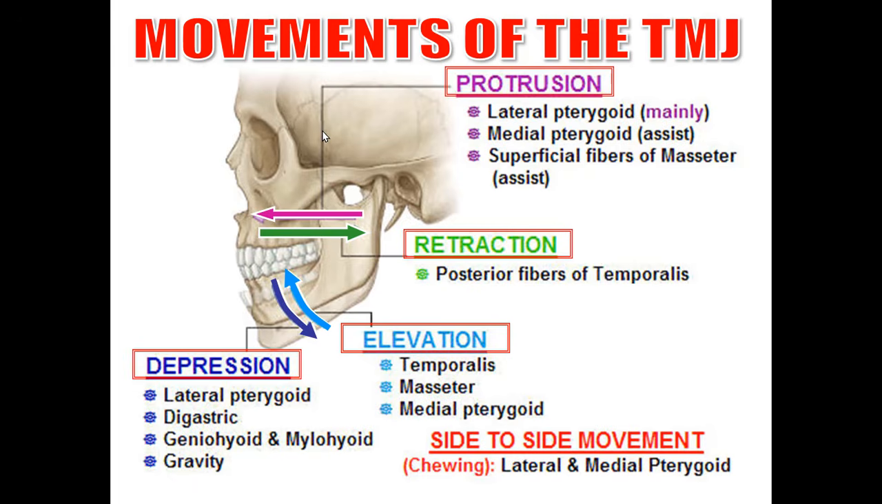So protrusion, all muscles of mastication except the temporalis. Retraction, it is the temporalis. Elevation, all muscles of mastication except the lateral pterygoid, so depression is by lateral pterygoid, plus digastric, geniohyoid, mylohyoid, and the gravity. Side to side movement, it is alternating action of lateral pterygoid and the medial pterygoid, or combined action of lateral pterygoid and the medial pterygoid.